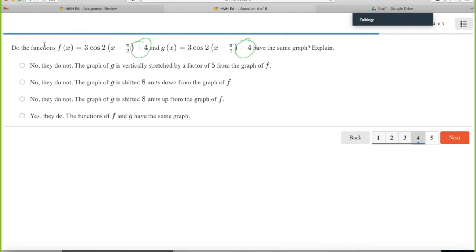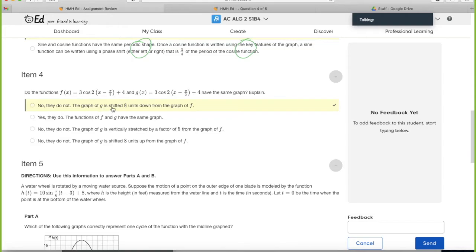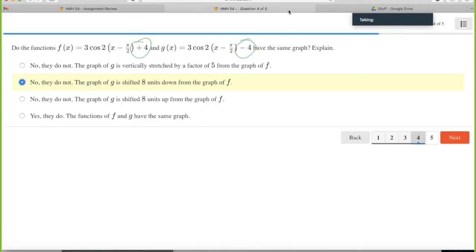So do they have the same function? No, they do not. The graph of g is vertically stretched. False. No, they do not. The graph of g is shifted 8 units down from the graph of f. I'll agree to that.